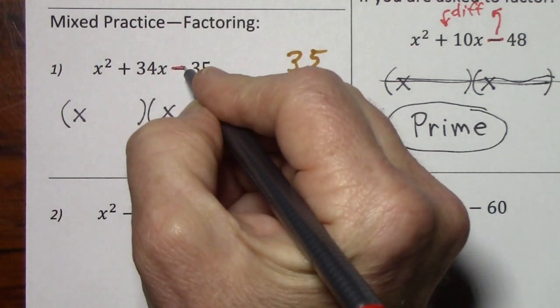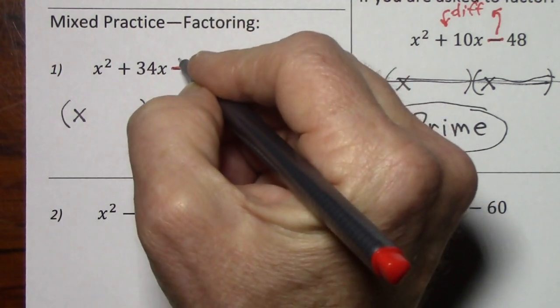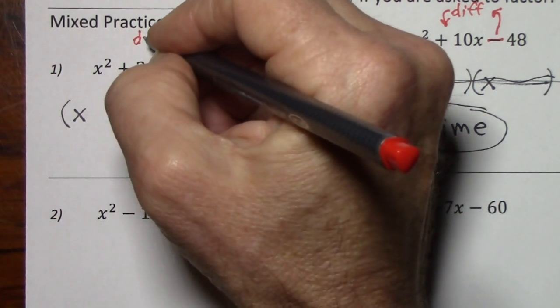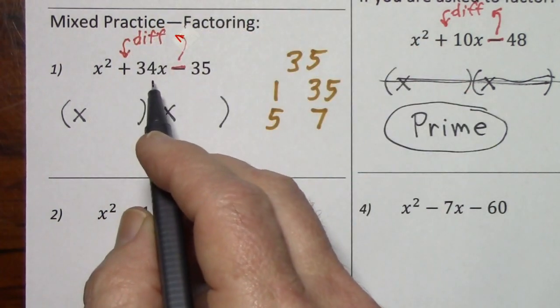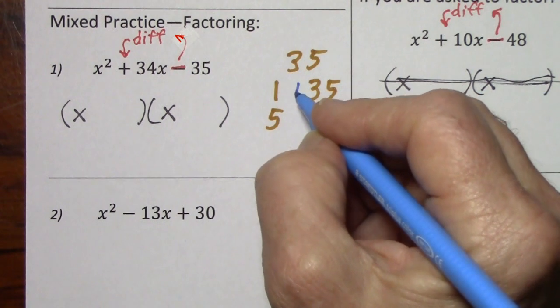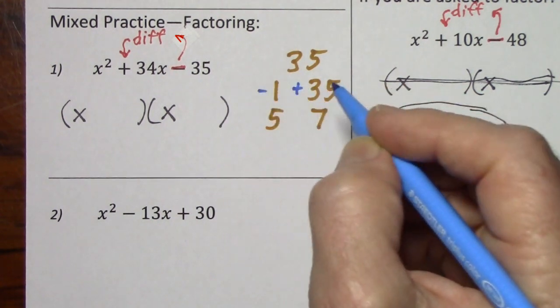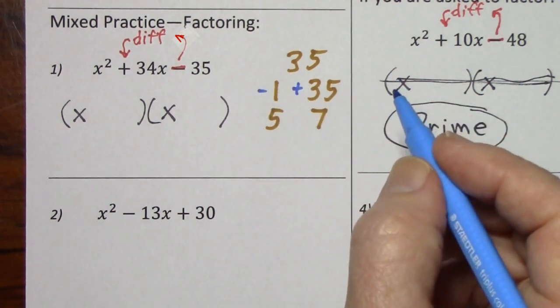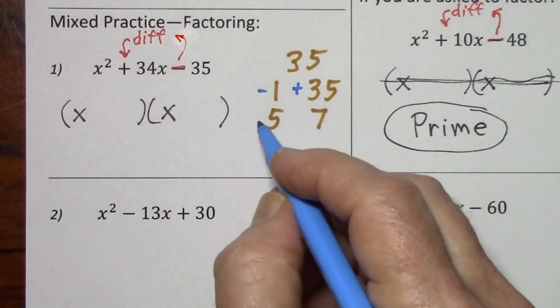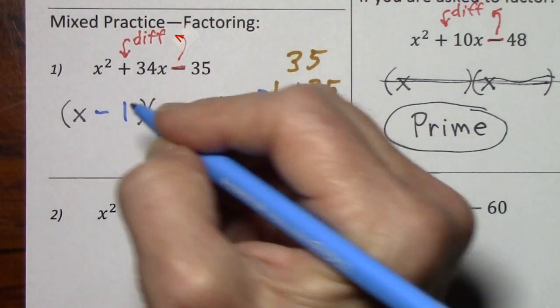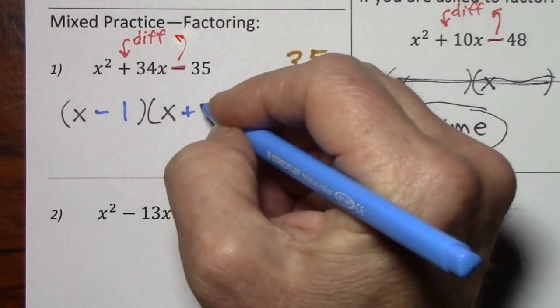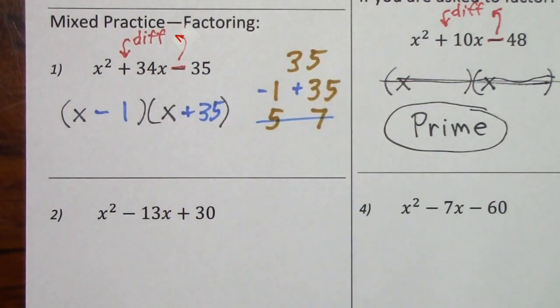Since the last term is negative, we're looking for a difference of positive 34. So if we have positive 35 and negative 1, we'll get a positive 34. These factor pairs won't help. So we simply put in negative 1, positive 35.